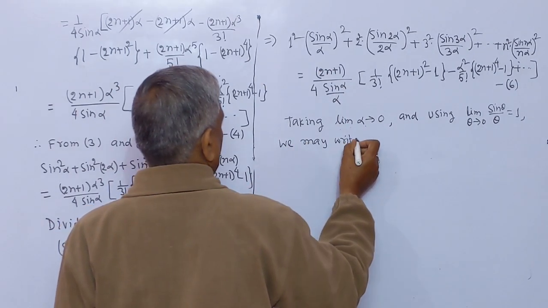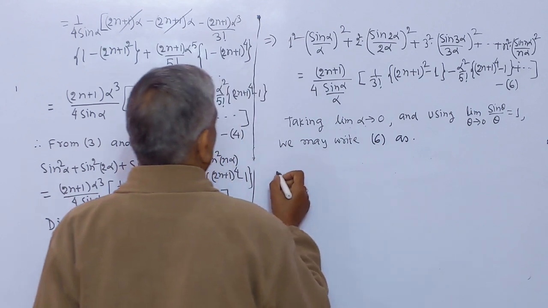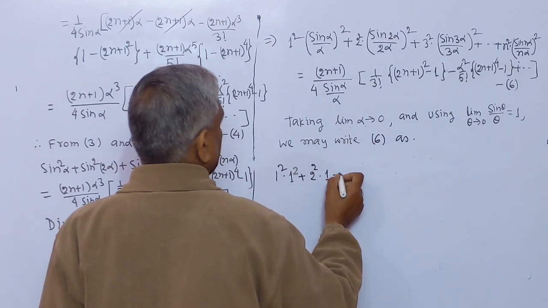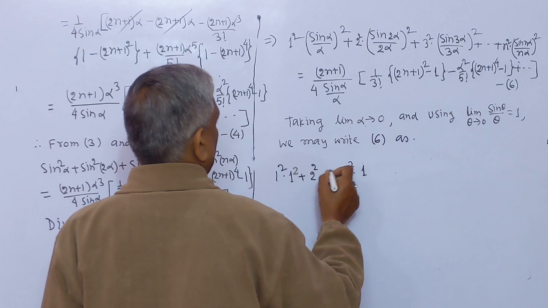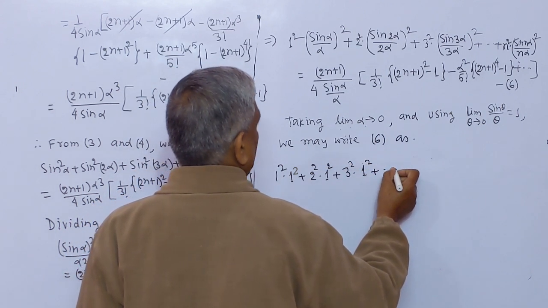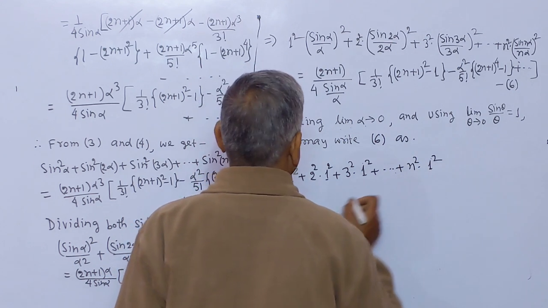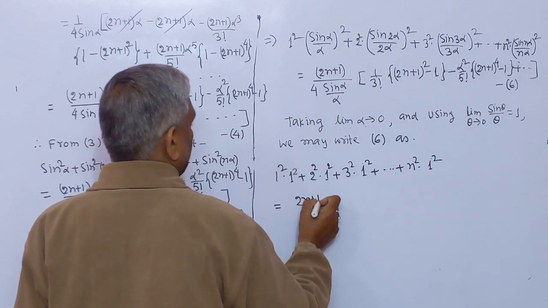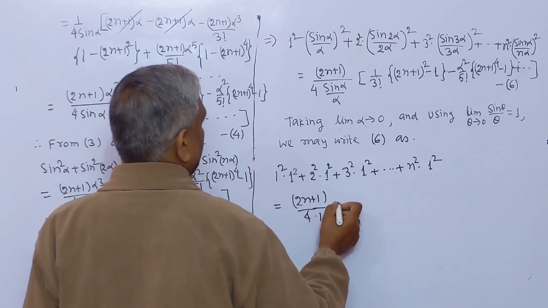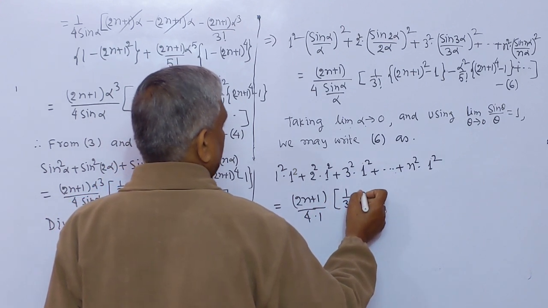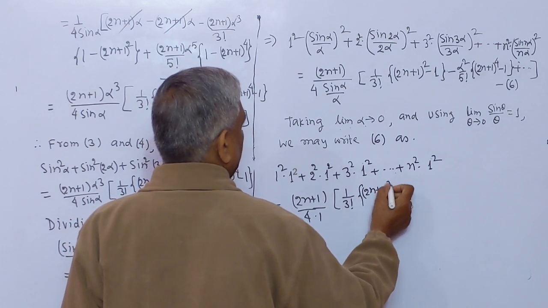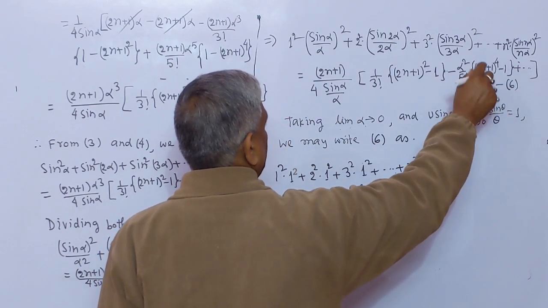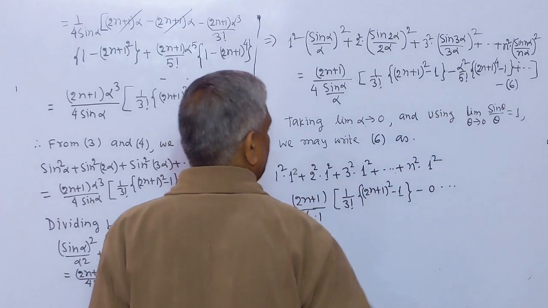We may write 6 as 1 square times 1 plus 2 square times 1 plus 3 square times 1, that means 1 square plus so on plus n square, and this will be equal to (2n+1) by 4 into 1 by factorial 3, (2n+1) whole square minus 1, and minus 0, because each term contains alpha as coefficient and alpha is 0.